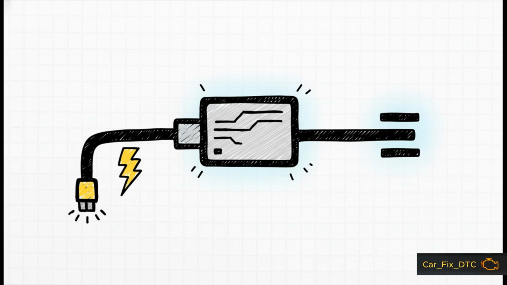Next, we're going to zoom in on one key player, the front control module, or FCM. Now, before we go and blame the module itself, we have to check its lifeline, which is its power. We need to make absolutely sure that the FCM has a stable source of power and a solid ground connection. It's simple, right? No power means no communication.